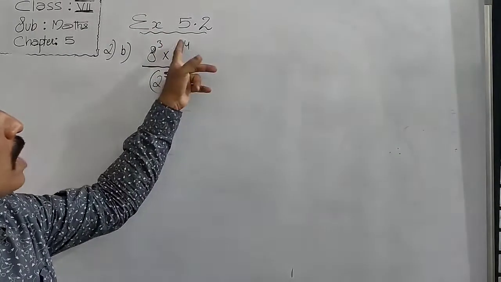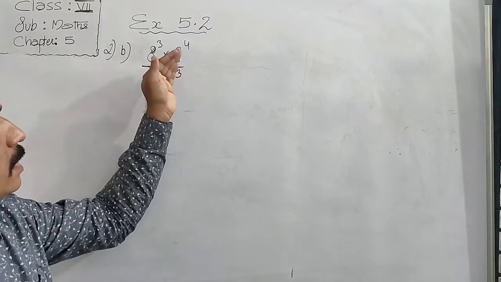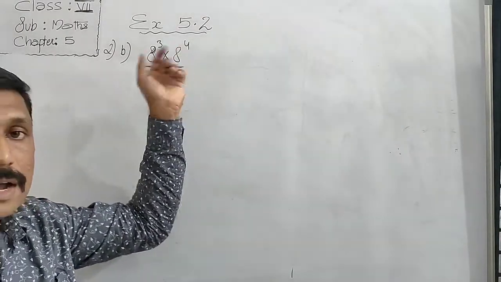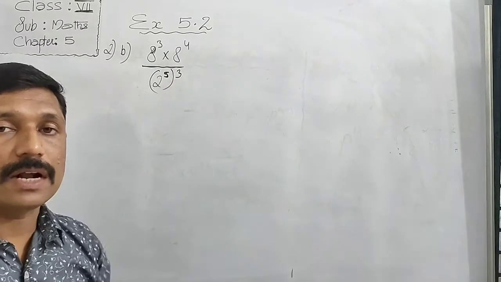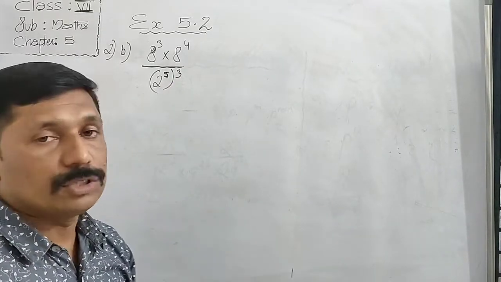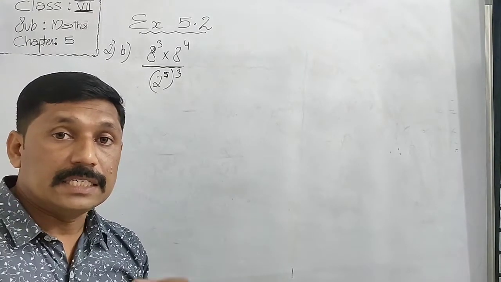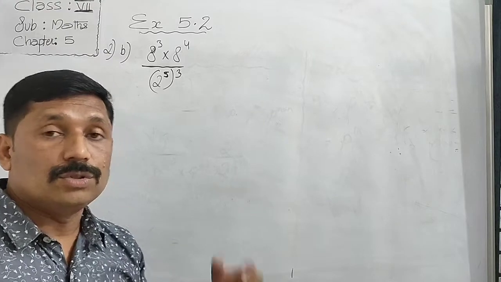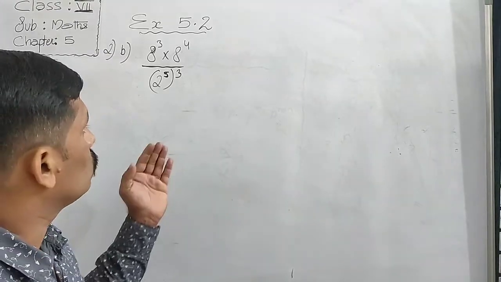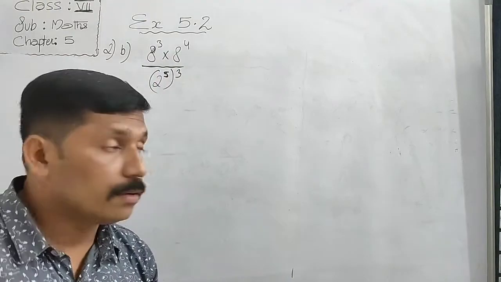We can also solve this by cutting. Bases are same, so add the powers: 8 power 7 we will get, and 2 power 15. Up and down we can cut and reduce. But that is not the proper way, because there we are not using the laws of exponents. As we are studying the laws of exponents, it is better and appropriate to use the laws of exponents to solve the question. So first of all, I am going to make the bases same.